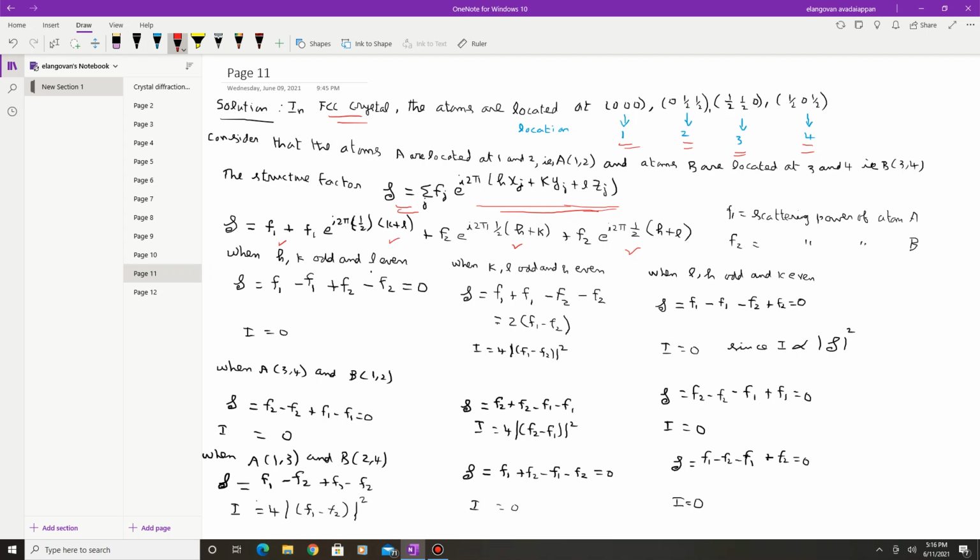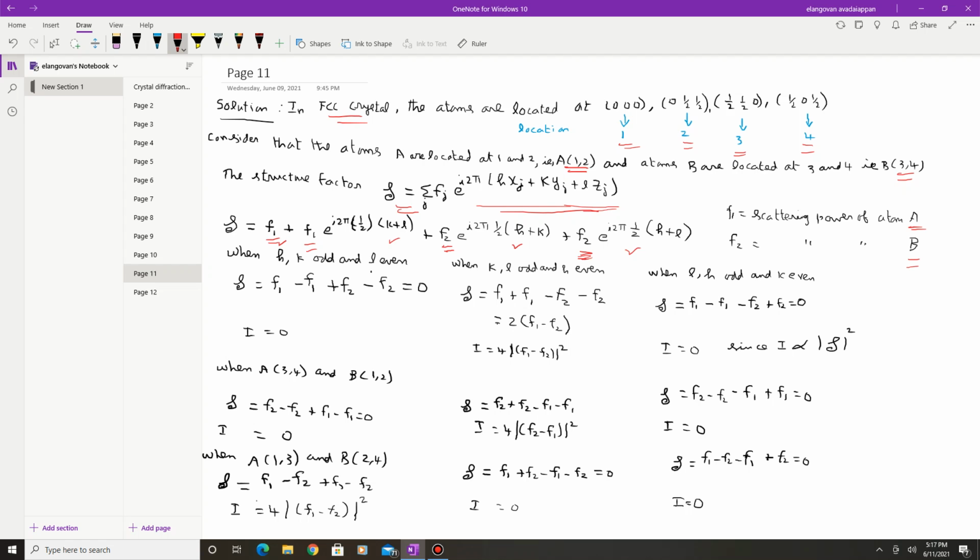Now we assume that there are 2 types of atoms, A and B. Atom A is located at positions 1 and 2, and atom B is located at positions 3 and 4. There are 4 positions; type A atom is at 1 and 2, and type B atom is at 3 and 4. For 1 and 2, the atom is A, so the scattering power is the same, F1. For 3 and 4, the atom is B, so the scattering power is F2. So F1 is the scattering power of atom A, and F2 is the scattering power of B. In the expression, you have to put F2 here and here also F2.